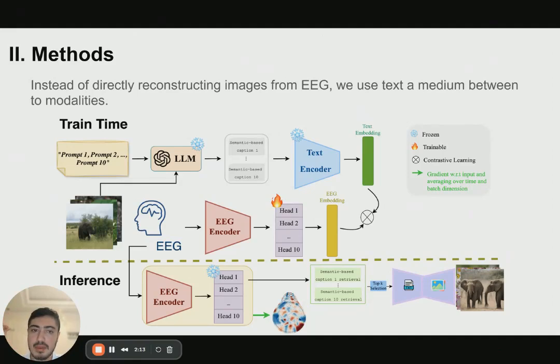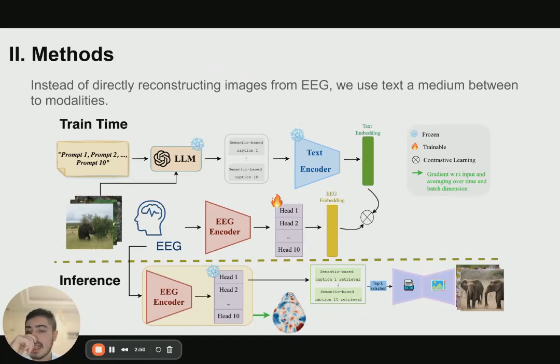caption per semantic level. And then we have a transformer-based neural network that we call the EEG encoder that has 10 heads, where each head gives us a vector representing one of the 10 semantic levels, and we have 10 semantic caption embeddings as well. So we will align these 10 captions with these 10 EEG embeddings using a contrastive learning loss. And we'll optimize our model using typical optimization tools to train the EEG encoder.